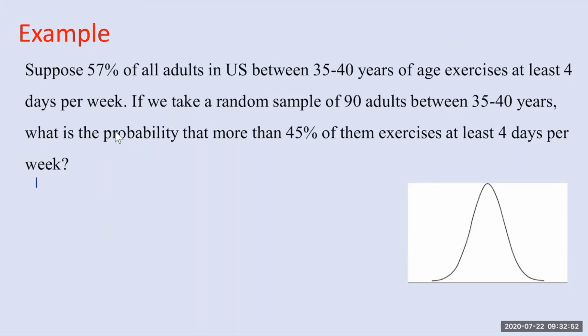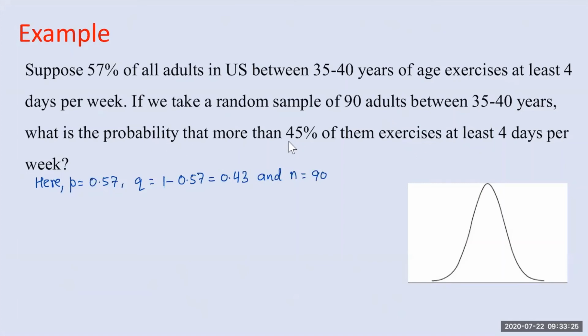So here p is equal to 0.57. If you want to find q, q is 1 minus p, so 1 minus 0.57. If you subtract that, you should get 0.43. Then, if we take a random sample of 90 adults, the sample size n is equal to 90.